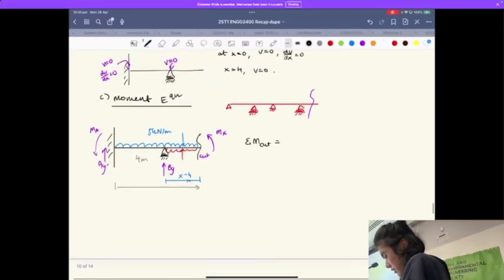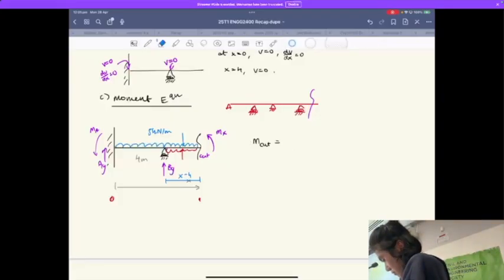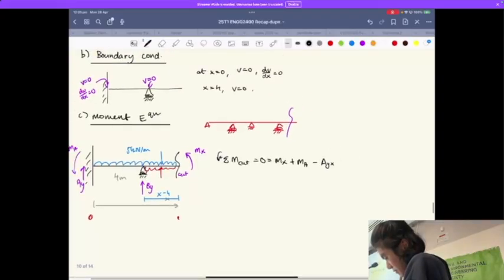Okay, so let's go from the very left to the very right, and we'll start off with Mx actually. So Mx, that's just your equation. So Mx plus MA minus AYx. And then you have plus, we'll do the reactions as well, minus BY times x minus 4.